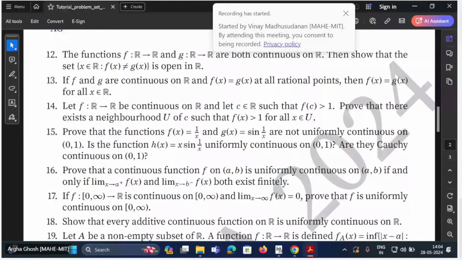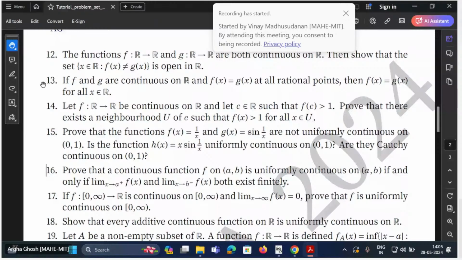Okay, look at question number 12. So all of you have this tutorial sheet, but I have modified it a little bit because I have included a few extra problems. So anyway, we have two functions, f and g, both continuous on R. Then we have to show that the set of all real numbers where f(x) is not equal to g(x) is open in R.